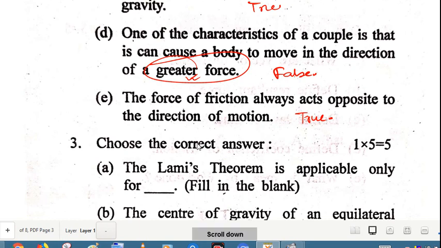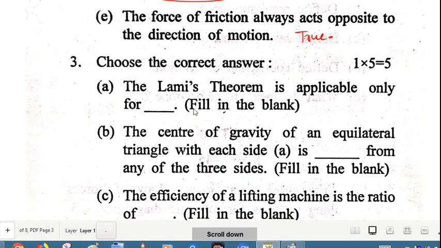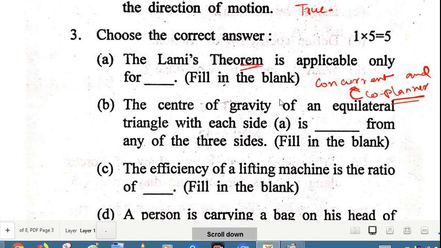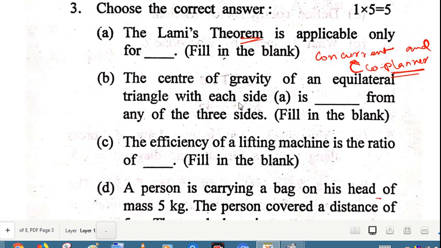So next, question number 3, choose the correct answer. Here the blank space we have to fill up. Lami's theorem is applicable only for, see, the Lami's theorem is applicable for coplanar and concurrent. It should be coplanar and concurrent, so you have to write it fast. So coplanar and concurrent. This is the condition.